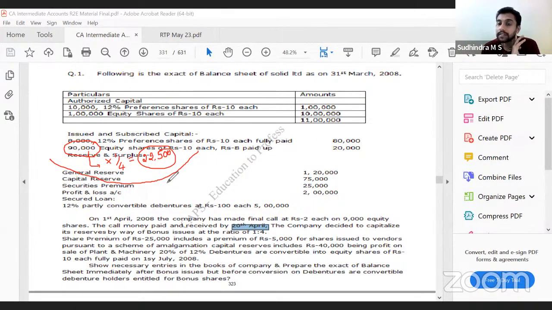Now, can I directly pass the journal entries? No, sir. Why not? Sir, because debentures have to be converted into equity shares. So we have to pass the conversion entry first. The conversion is happening on 1st of July 2008. We are still in April.